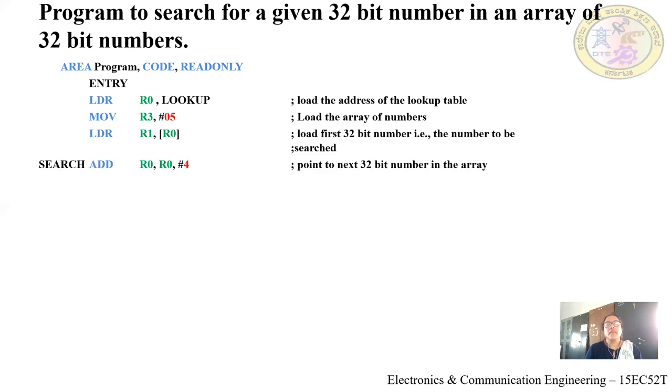Then we need to point to the next memory location. We took the first number, which is the number to be searched. Next, we have to compare that number with the rest of the array elements. So we're going to increment the pointer by 4 memory locations, to point to the next 32-bit number in the array. We are going to add 4 to the register R0 so that it will point to the next element in the array. Then we are taking that value into the register R2. So here we are loading the 32-bit number into the register R2. This is the first element of the array.